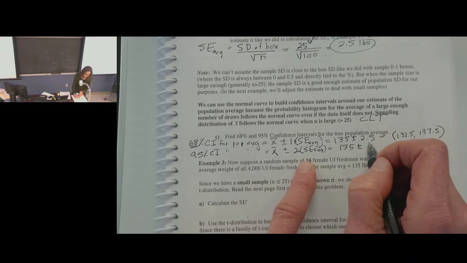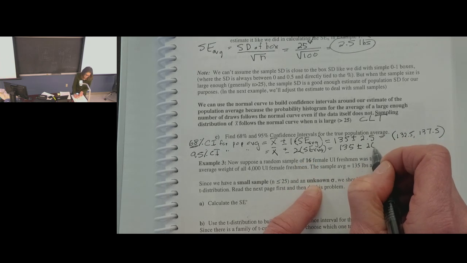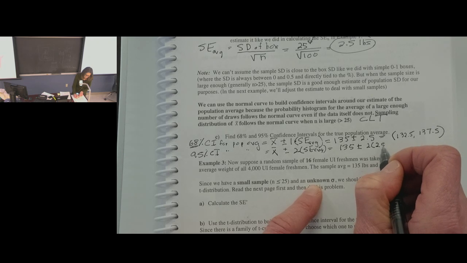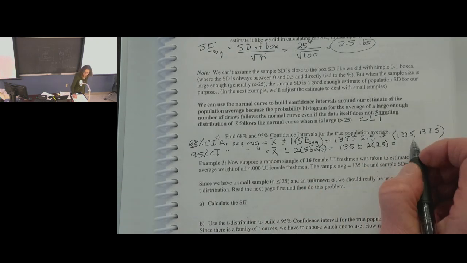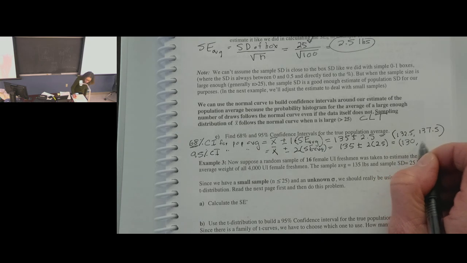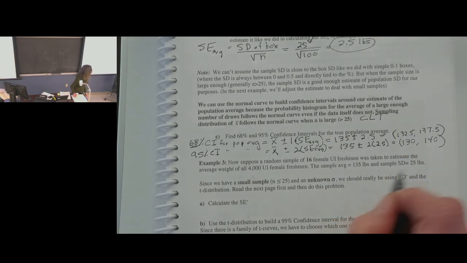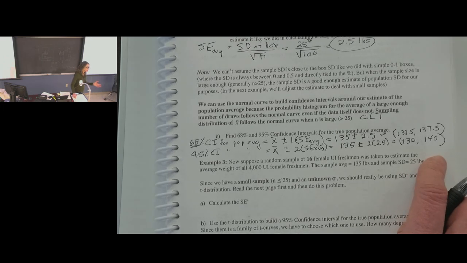This is 1 times 2.5, and now it's going to be 2 times 2.5. Right? So that will be down to 130 and up to 140. So we could be 95% sure that the true population average is in this range.